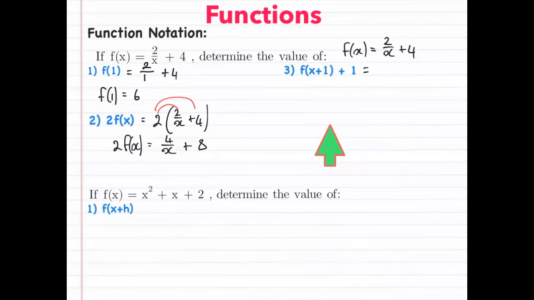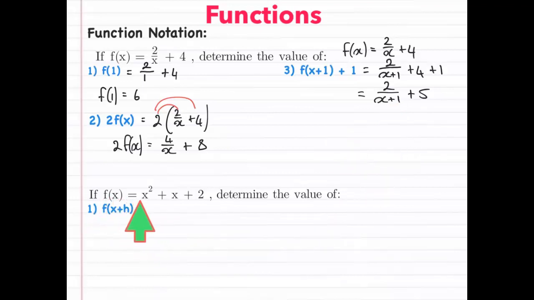So this will basically be 2 divided by x plus 1, plus 4. And then we add a 1. And this is equal to 2 over x plus 1, plus 5. And that is what the new function will be. As easy as that, right? Now, how about the next one?